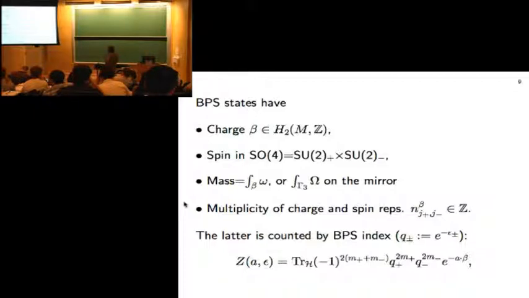So now these BPS states can be recaptured. I mean, the topological partition function can be recaptured in terms of these BPS states, which have a charge, which here is taken to be out of H1 of the Calabi-Yau in Z, and they have a spin in SO4, which again I decompose in this way. And then they have, of course, a mass. So this is for type IIA theory, would be this mass formula. But if we go to the mirror picture, then the mass formula would be this one, where now gamma 3 is an element of H3(M,Z). And then, of course, they have a multiplicity of charge and spin representations.